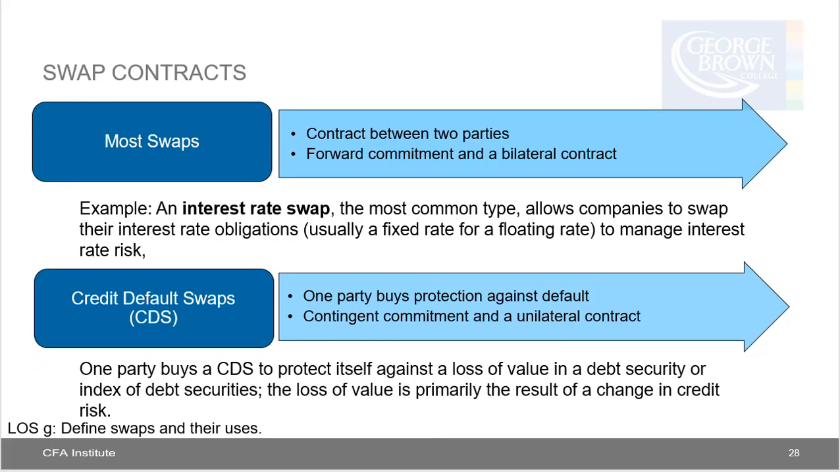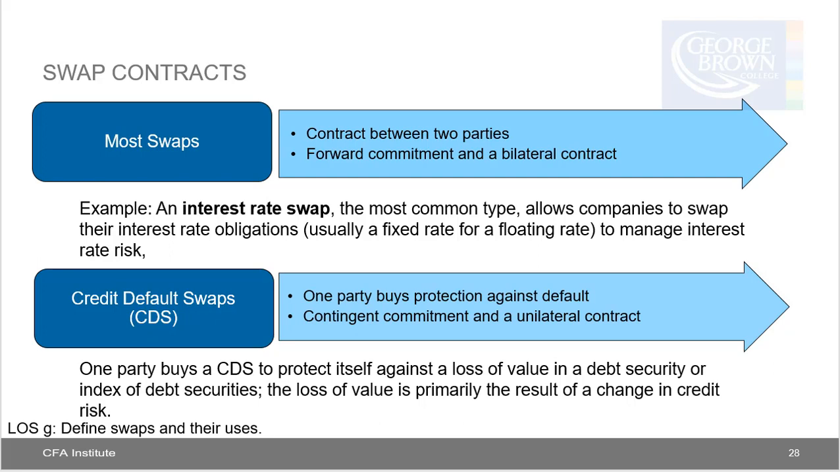Now we're moving on to swap contracts. Learning outcome statement G is define swaps and their uses. Okay, so swaps are typically derivatives in which two parties exchange or swap cash flows or other financial instruments over multiple periods, months or years, for mutual benefit, usually to manage risk. These swaps, like forwards and futures, are forward commitments or bilateral contracts because both parties have a commitment in the future. Similar to forwards and futures, as one side of the swap contract gains, the other side loses by the same amount, so it's a zero-sum game.